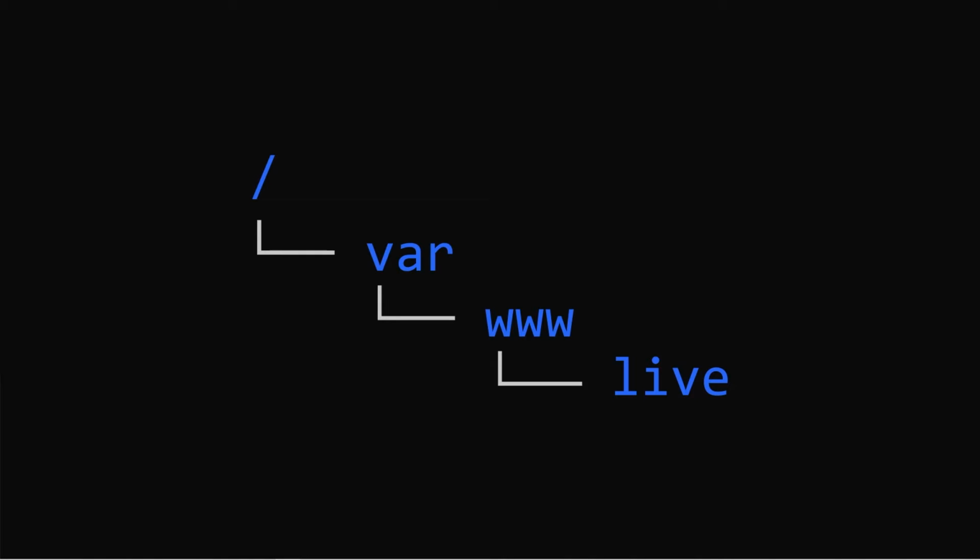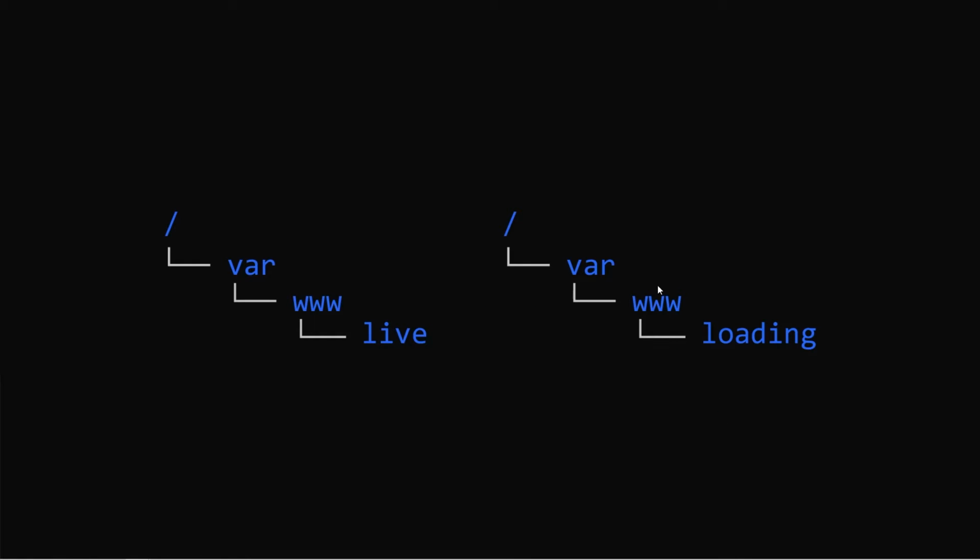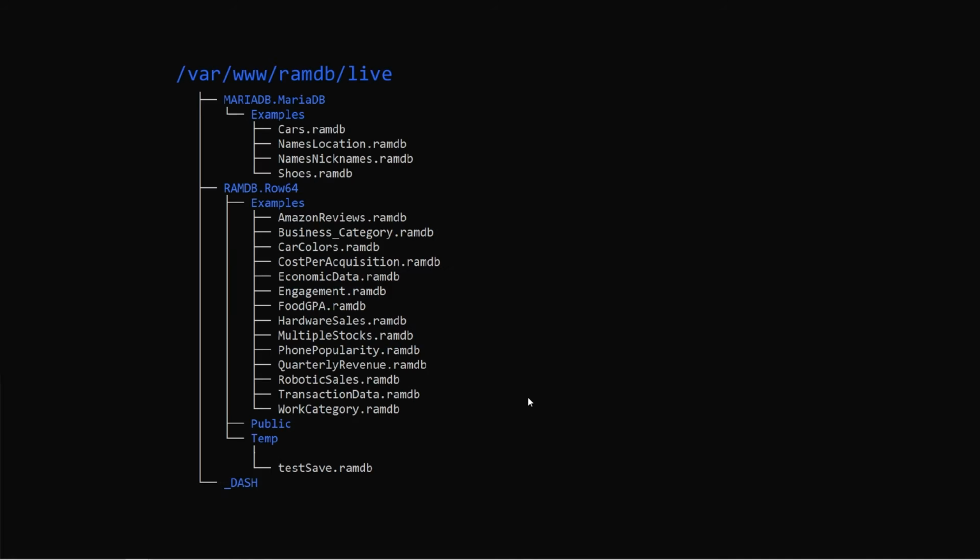Now, Row64, the dashboard, is running out of the live file folder, but you don't want to write there. If you look at var www live, you'll find all your source files there. What you want to do is write inside the loading folder, and then the server will copy it over when it's running. So if we look in live, we can see this is where all the tables that we're using in Row64, all the examples that come with it, are written.